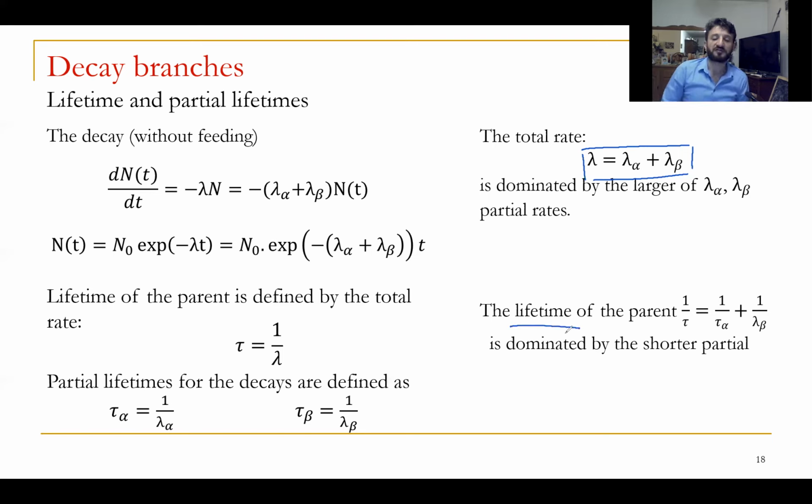And also the lifetime of the parent is dominated by the shorter partial lifetime. Because if tau alpha is small, in this case 1 over tau alpha is large. So we have the opposite term. We find the lifetime by 1 over tau.